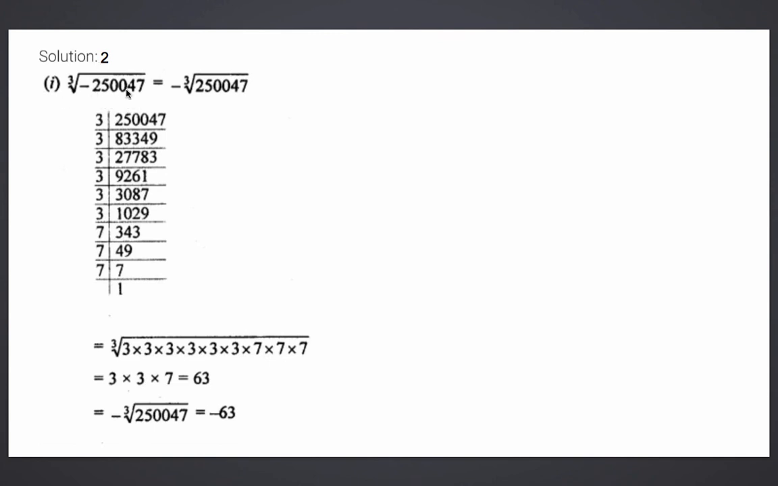Cube root of the negative number we have to find out. See, prime factorization we will carry out of the given number itself, the way we were doing in the previous question. And this minus sign which is inside the cube root will be written outside. Clear, student? The cube root is having the value given as cube root of minus 2,50,047. So we will bring this minus sign outside the cube root, and then we'll find out the way we were doing for the given number. Carry out the prime factorization.